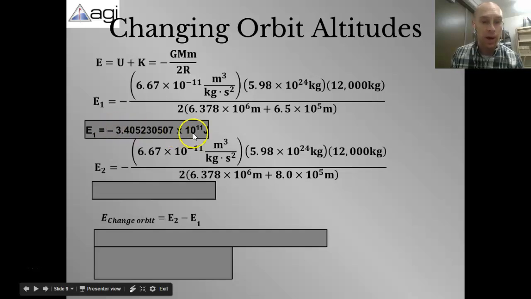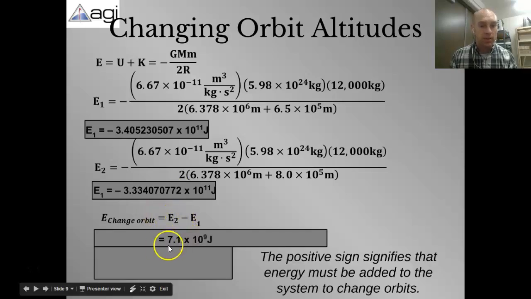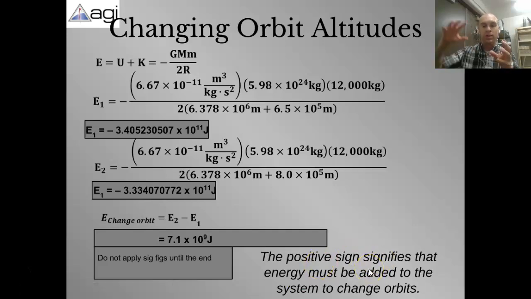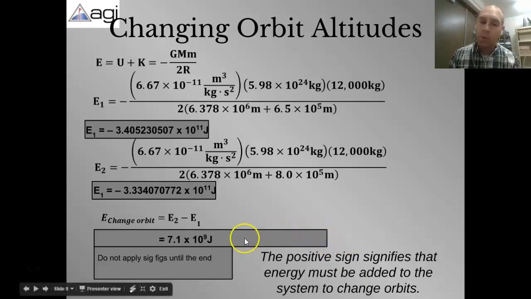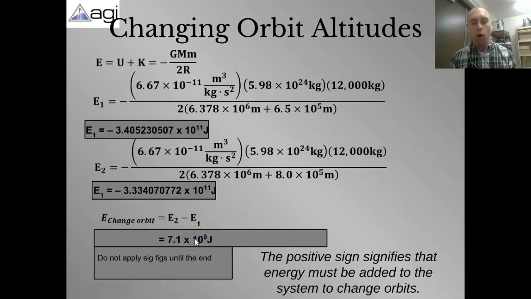Now you can see I wrote down every single thing here. You don't want to round this until you're done. You want to round your final answer, not individual answers. So that's my value for E1. E2 is this. If we subtract them, we end up with 7.1 times 10 to the 9th joules after we use significant figures here. So don't apply significant figures until the end. The positive sign signifies that energy must be added. If you are increasing in altitude, you have to add energy into that system. So I'm hoping that you did this in your calculator and you actually try this out. If you didn't get this answer and you're not sure why, call me over and I'll help you out with that.